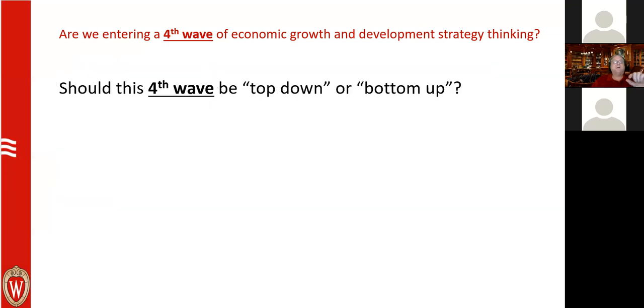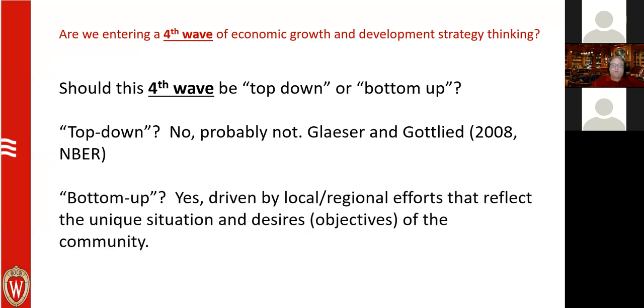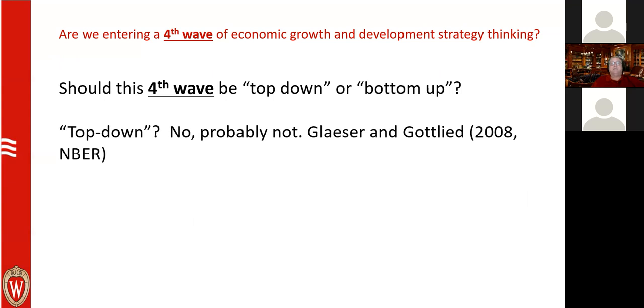Now, should this fourth wave be top down or bottom up? What do I mean by this? Top down, in the guise of this discussion, is really, should the state be taking the lead on this, or should communities be taking the lead on this? Most of the research is suggesting that top down from the state is probably not going to work within this kind of a context. There's too much heterogeneity across Wisconsin for a top-down approach to work.